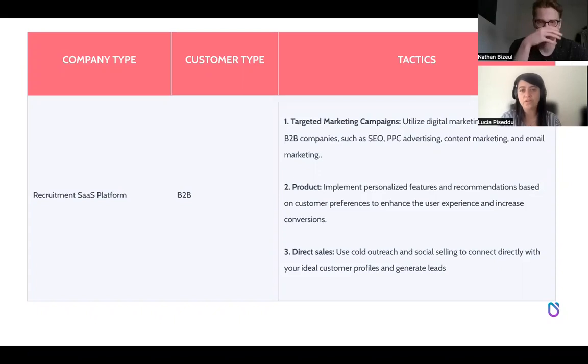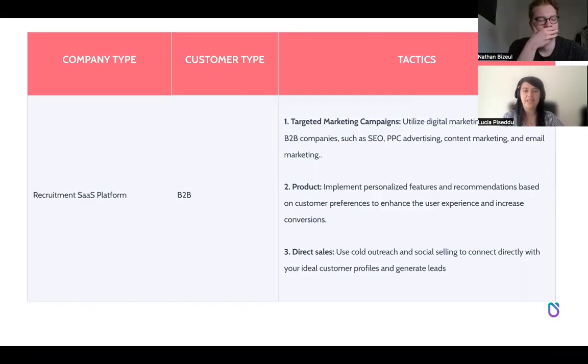The other one is, of course, product. I mean, SaaS platforms, tech products in general, they are very flexible and very adapted in terms of product development. So we could create personalized features, specific features for certain customers.